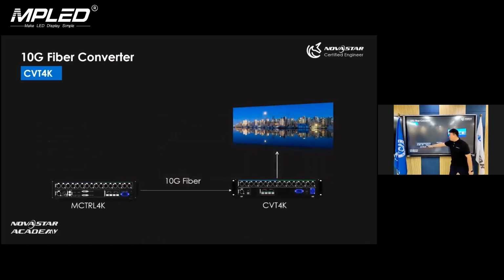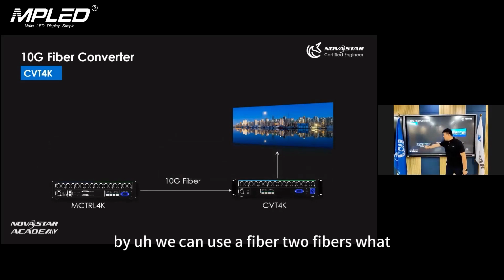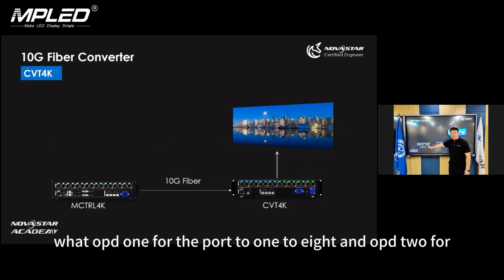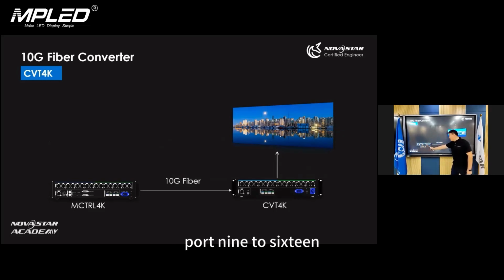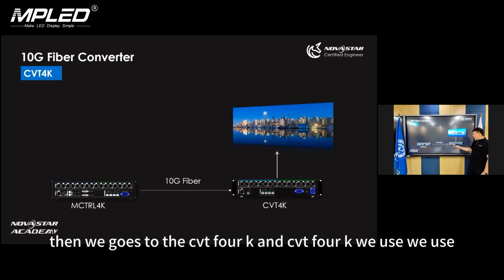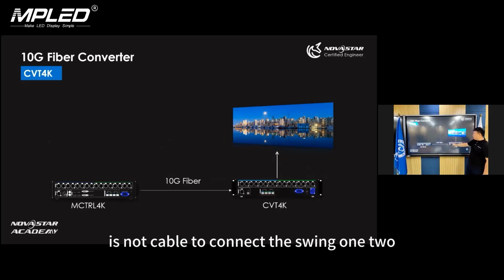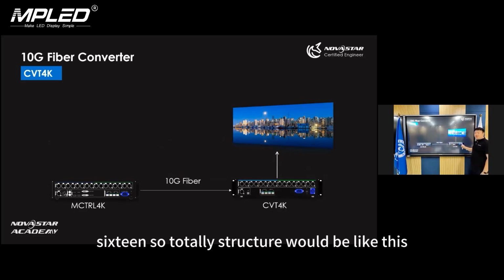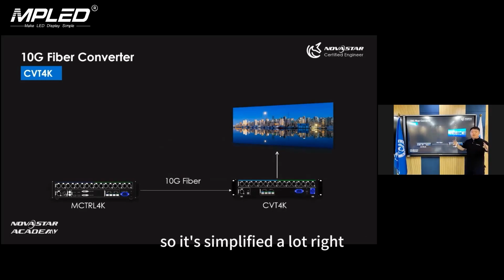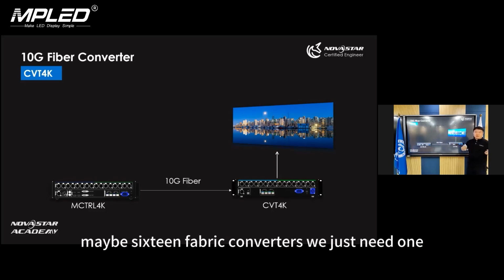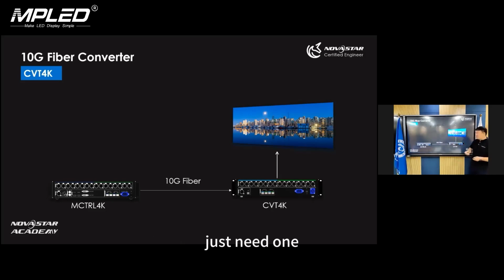AMP control 4K, right? We can use 2 fibers: OPD1 for port 1 to 8, and OPD2 for port 9 to 16. Then we go to the CVT4K. And from the CVT4K, we use Ethernet cables to connect screens 1 to 16. So totally the structure would be like this. It's simplified a lot, right? We do not have to use 16 fiber converters. We just need one.